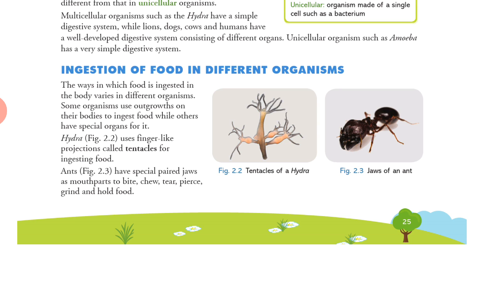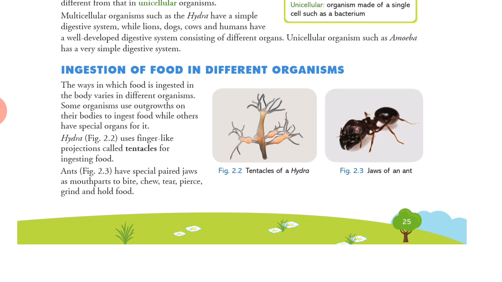The ways in which food is ingested in the body vary in different organisms. Some organisms use outgrowths on their body to ingest the food, while others have special organs for it. Hydra has finger-like projections called tentacles for ingesting food. Ants have special paired jaws as mouth parts to bite, chew, tear, pierce, grind and hold food.